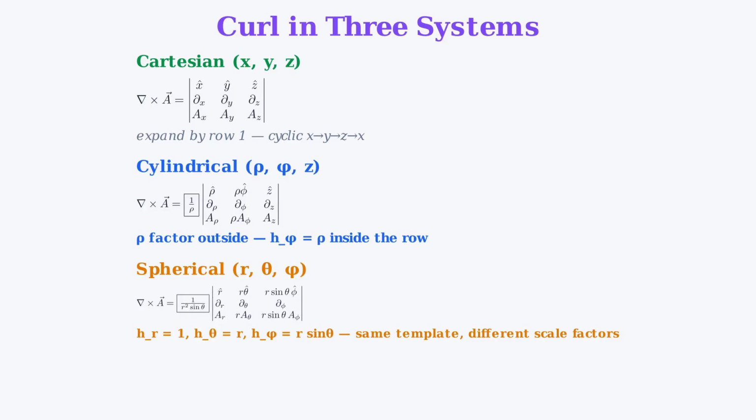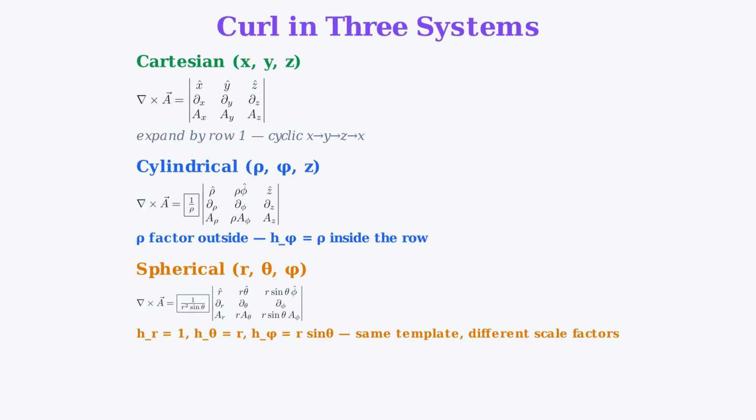In cylindrical, the determinant works the same way, but the rows pick up scale factors. The first row has unit vectors, the second has the partial operators each scaled by the appropriate length factor, and the components in the third row are also scaled. The shortcut. For any orthogonal curvilinear system, the determinant has length factors h rho, h phi, hz on each row, and you divide by their product outside.